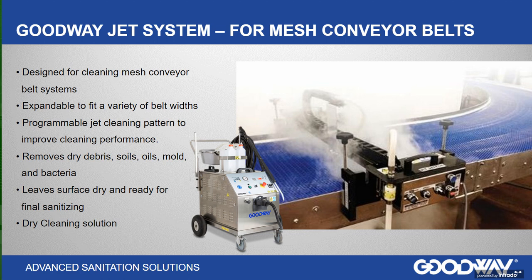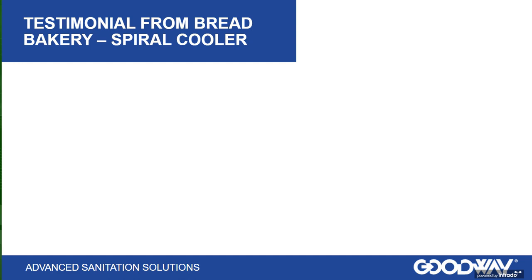It removes dry debris, soils, oil, and then reduces mold and bacteria counts. And it also leaves surfaces immediately dry and ready for production. It's a totally dry clean solution. So let's look at a testimonial from a bread bakery that uses this system in their spiral coolers.